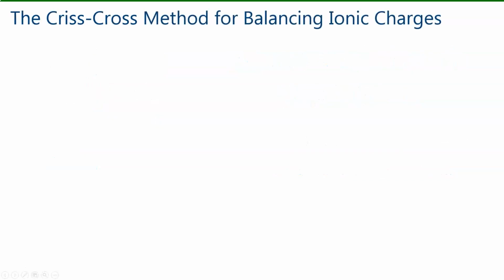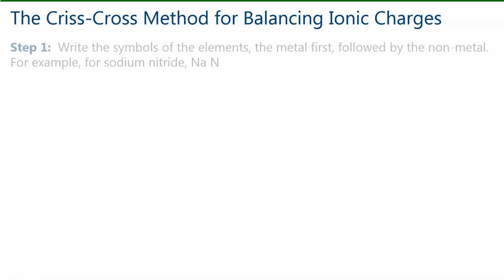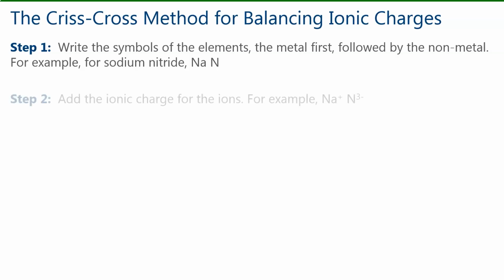Next, we'll look at the crisscross method for balancing ionic charges. Our first step is to write the symbols of the elements, the metal first, followed by the nonmetal. For example, for sodium nitride, we would write the symbol for sodium, Na, followed by the symbol for nitrogen, which is N. Step 2 is to add the ionic charge for the ions. For sodium nitride, we would add a positive charge to our sodium and a -3 charge to our nitrogen. You can look these charges up on a periodic table of elements that includes the ionic charges.